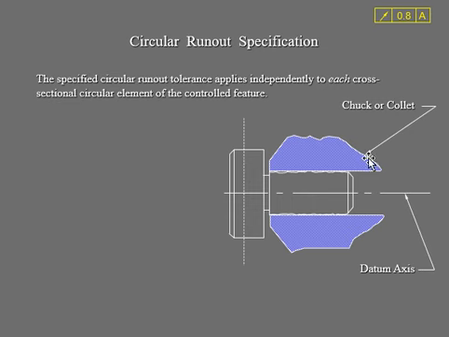Now we know that the circular runout tolerance is going to apply independently for each of your cross-section circular elements. It's a little bit difficult for you to see it, but anyway, we are verifying from this datum axis. Element means we're just looking at everything for this diameter around this axis.